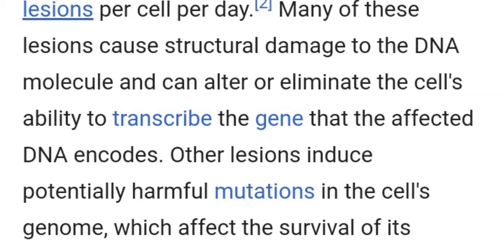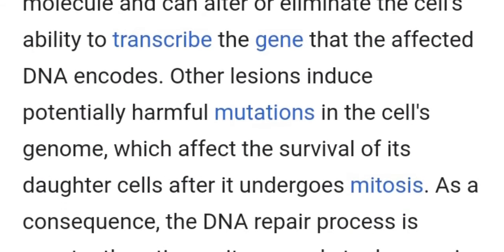If that particular segment of DNA gets damaged and altered, it will be transcribed to form maybe a different protein, maybe different amino acids. Sometimes it fully eliminates that particular cell. Other lesions include potentially harmful mutations in the cell's genome, which will affect the survival of its daughter cell after it undergoes mitosis. There are some lesions that can be very harmful.